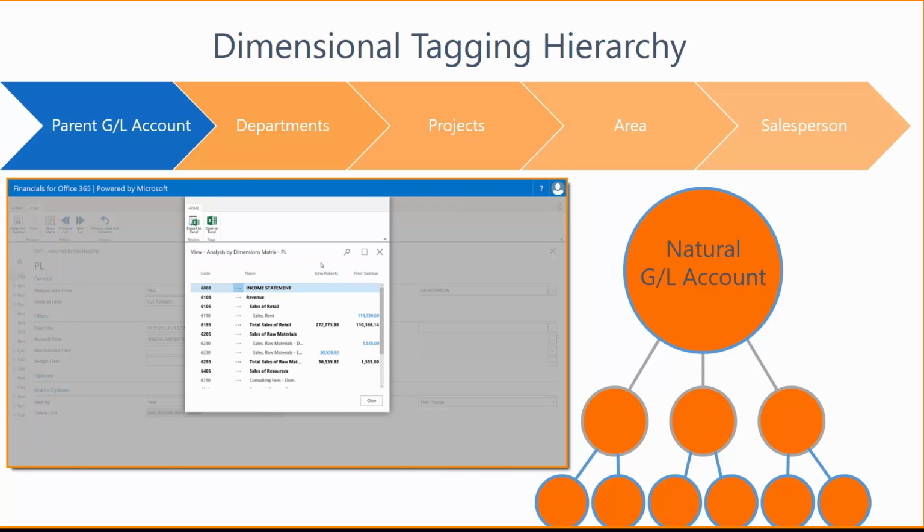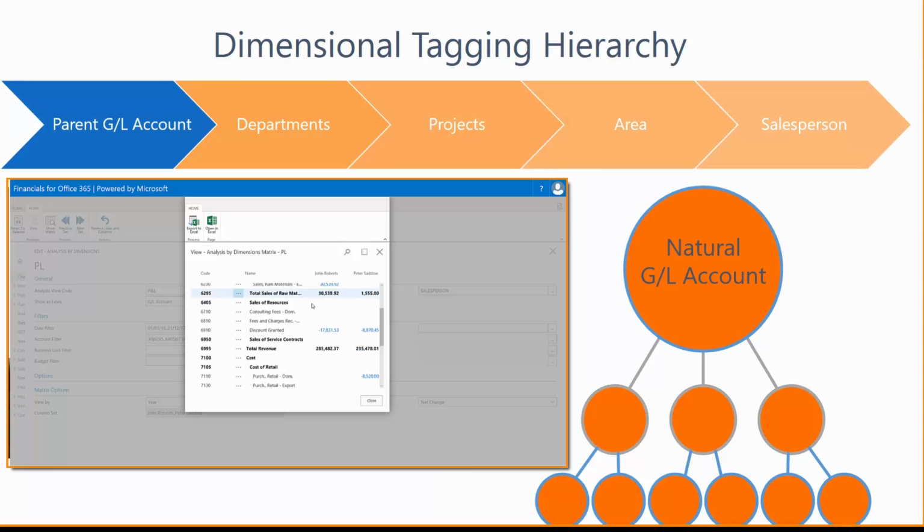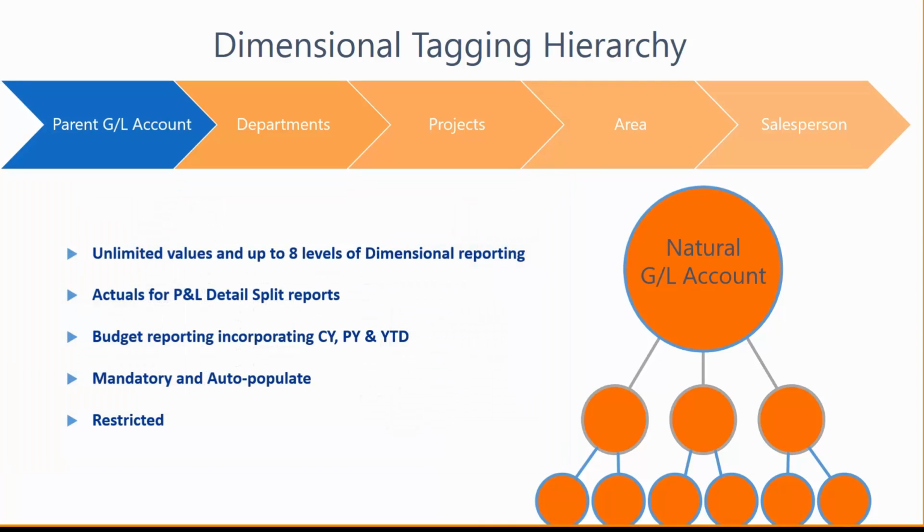Here is a P&L by a salesperson. It can also apply that you tag them against your budget entries. That way you're able to get variance amounts, percentages, and index reporting, all using current year, previous year, and year-to-date forms of reporting. And to maintain that these are easy to use and set up, they can be made to be mandatory and restricted to reduce human error, and auto-populate when associated with a customer, vendor, item, etc.